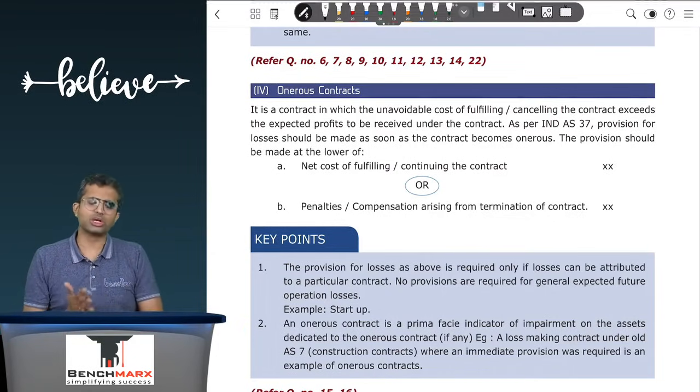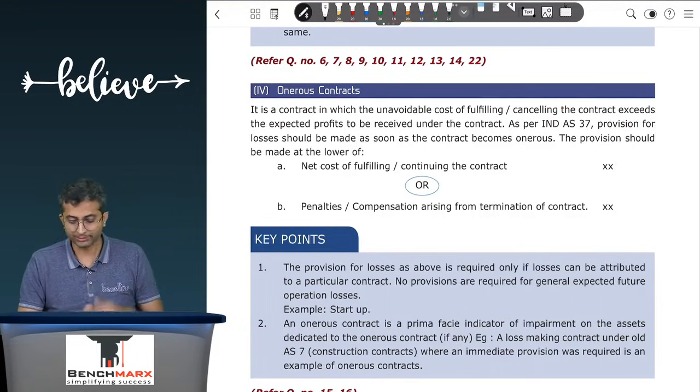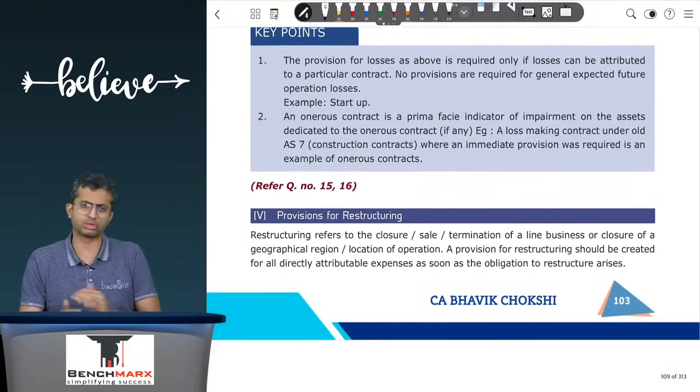Again, the standard gives you additional guidance that if a contract turns onerous, then for the assets that were used to fulfill the contract, there is an indicator of impairment, and hence you should do impairment testing if required. So this is about onerous or burdensome contracts.